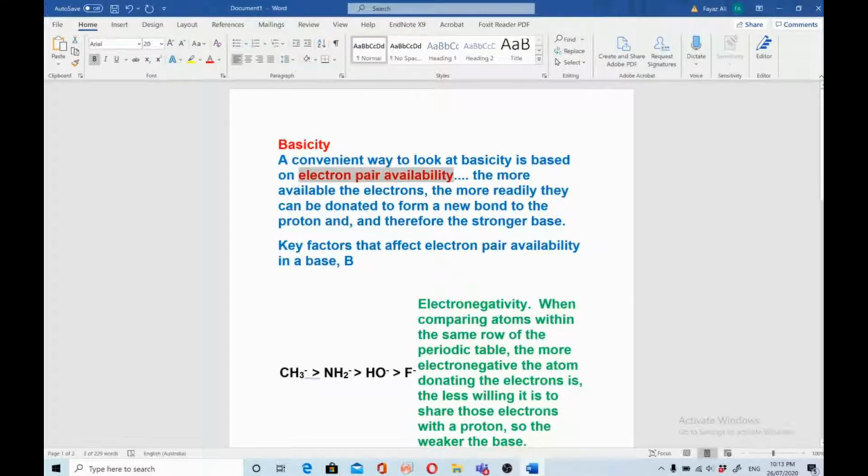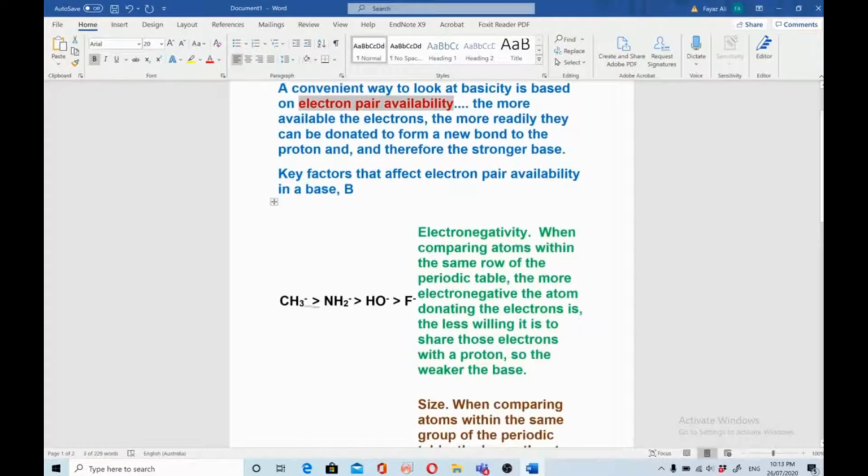Then the key factors that affect electron pair availability in a base. Electronegativity is one of the factors. When comparing atoms within the same row of the periodic table, the more electronegative the atom donating the electron is, the less willing it is to share those electrons with protons, so the weaker the base.